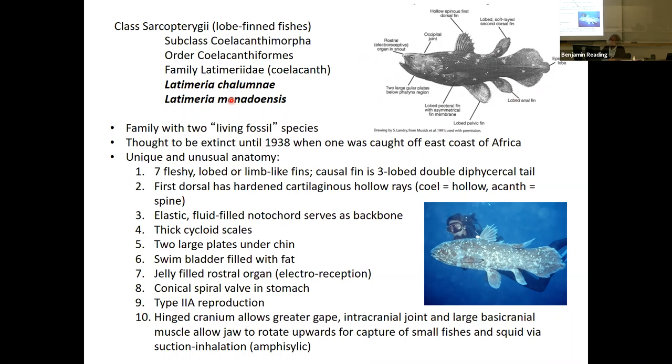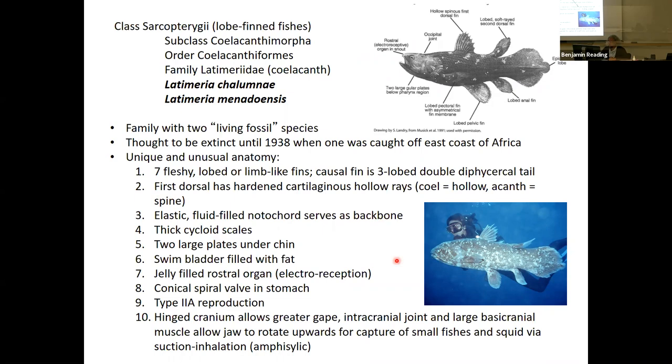So they have very unique anatomy. They've got these lobes. They have a notochord that serves as the backbone. They have very thick cycloid scales, or in some cases, some people might call these cosmoid scales. They have two very heavy bony plates under the chin.